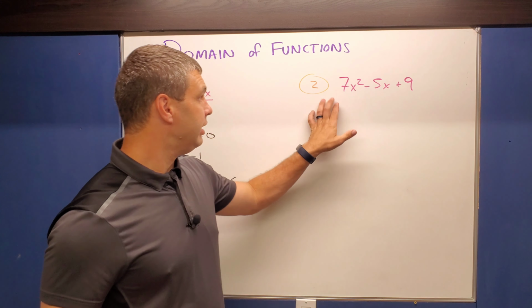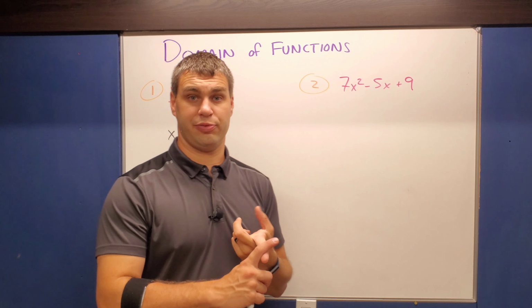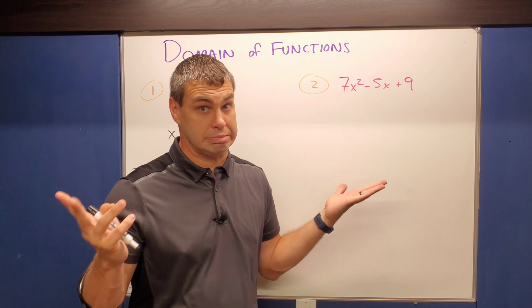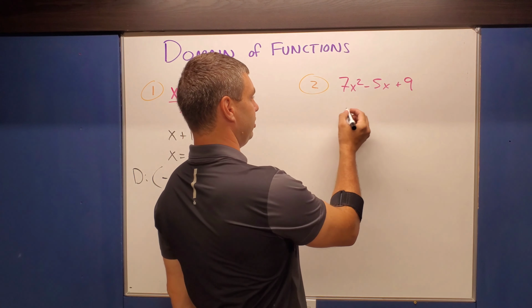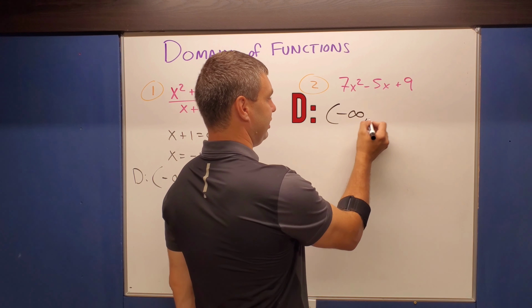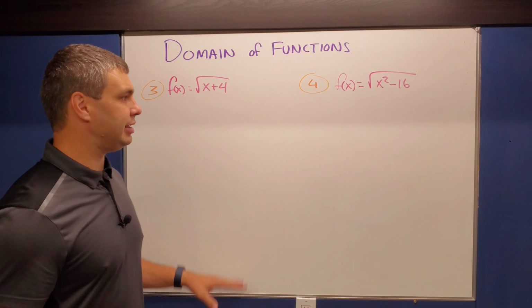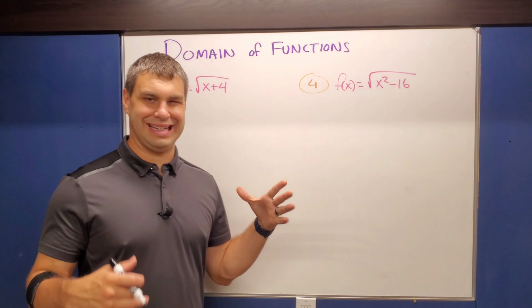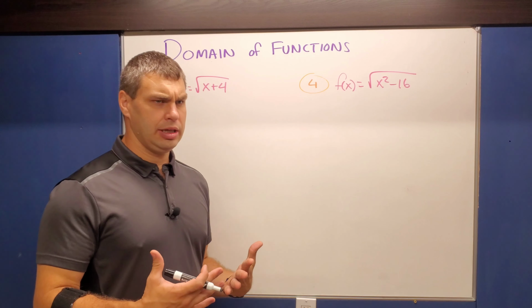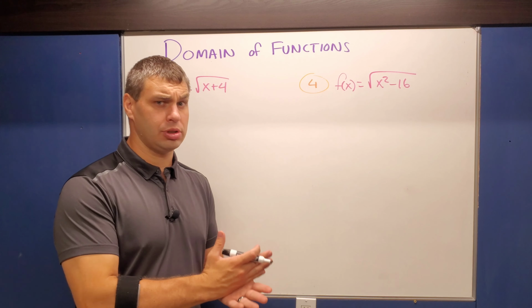Let's try another one. Here in example 2, remember I'm looking for fractions or square roots. Do you see any? I don't. So this is going to be all real numbers, or you could say from negative infinity to positive infinity. Let's do 2 more. Example 3 is one that does have a square root. And remember, we don't want a negative inside of our square root. We could have a 0 or a positive number.